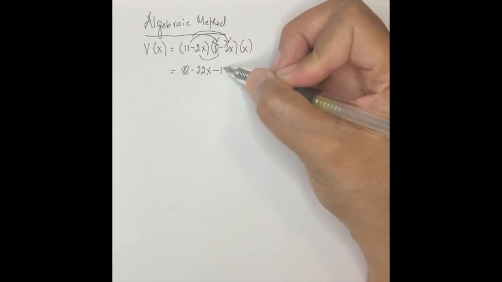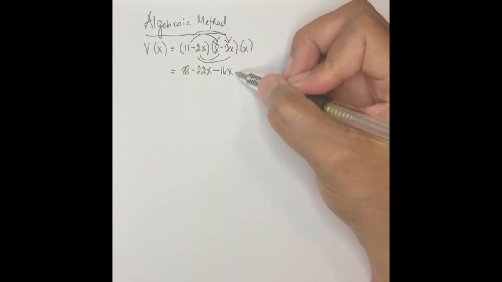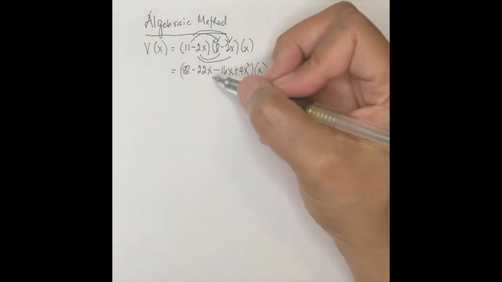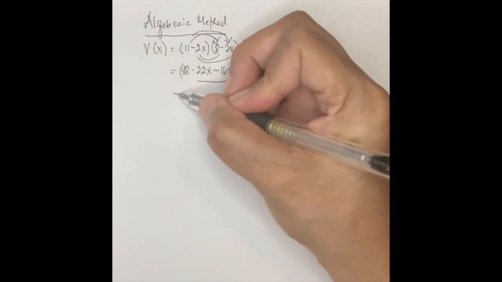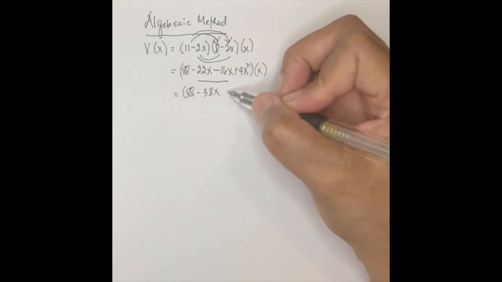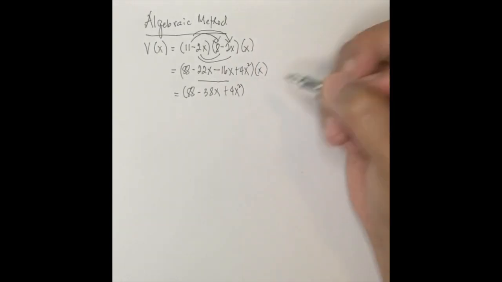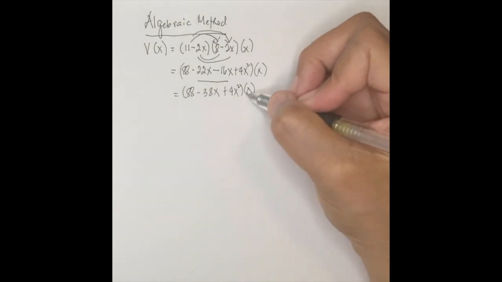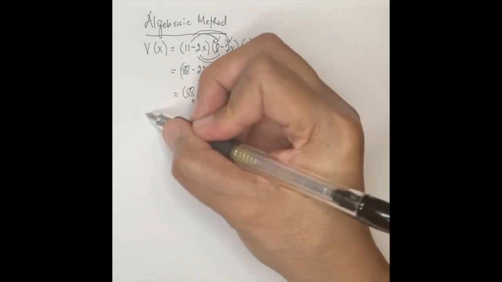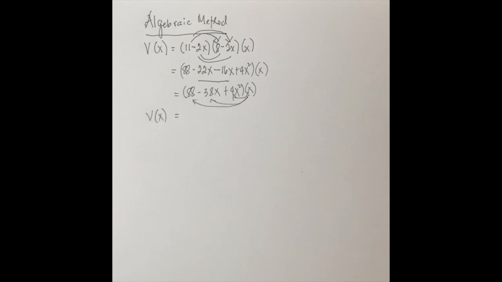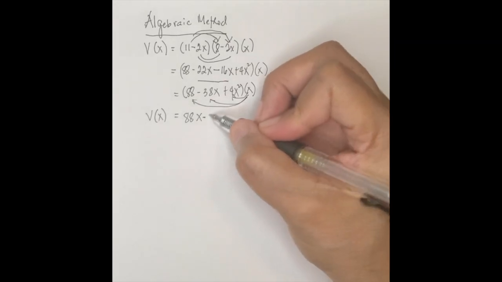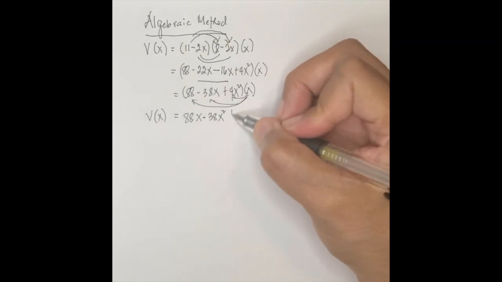We're going to multiply 11 minus 2x and 8 minus 2x using the distributive property and then distribute x. That should combine like terms. That should give us 88 minus 38x plus 4x squared, and then multiply each term by x. Our V of x in expanded form should be 88x minus 38x squared plus 4x cubed.